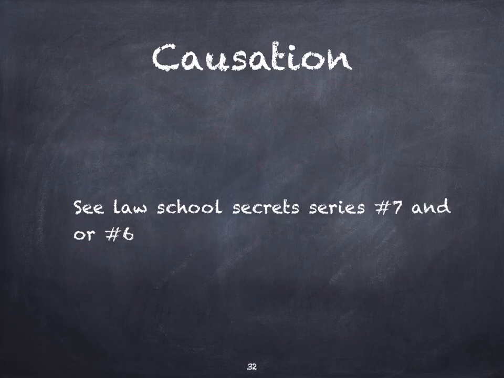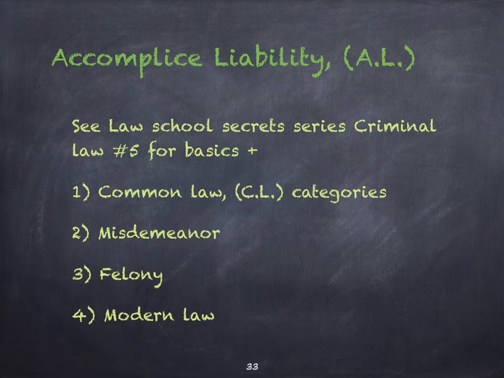See how this says causation C6, the other one said C7? This is where I go into a little bit more detail on it. I might talk about a few cases. Now, accomplice liability. This is AL. I use the abbreviation AL.